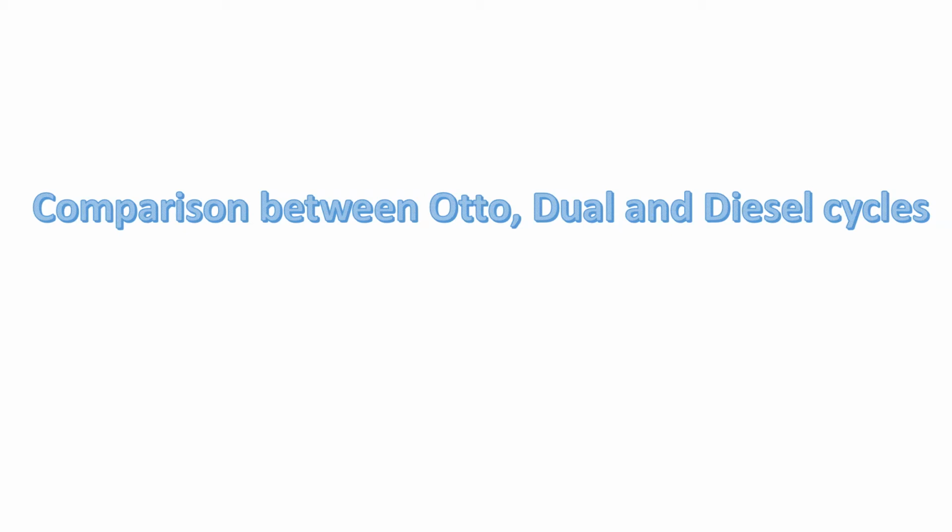So we have seen in previous lectures Otto cycle, dual cycle and diesel cycle analysis, where we had seen PV diagram, TS diagram, and in detail we had derived the equations of efficiencies for each case. So today we will be discussing comparison between Otto cycle, dual cycle and diesel cycle. This comparison is important from technical interview point of view as well as from GATE examination point of view. So we will start with this one.